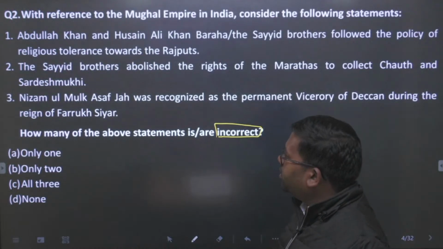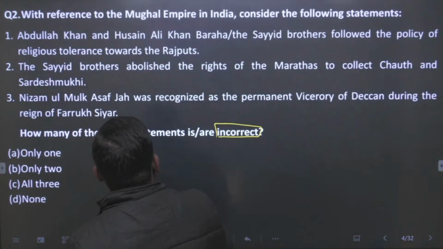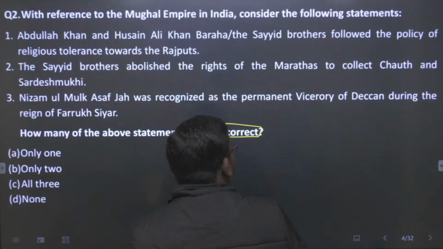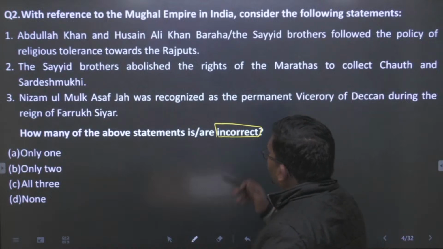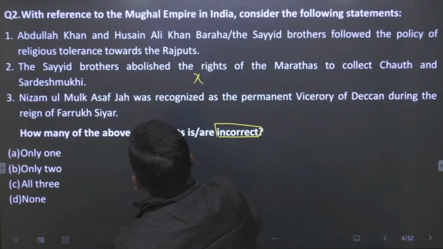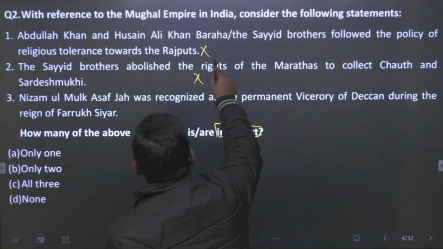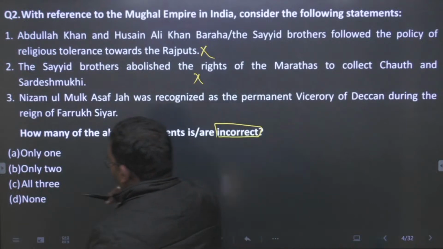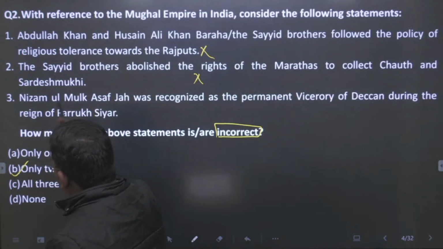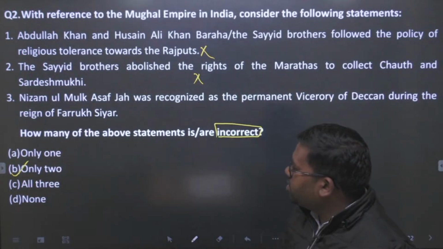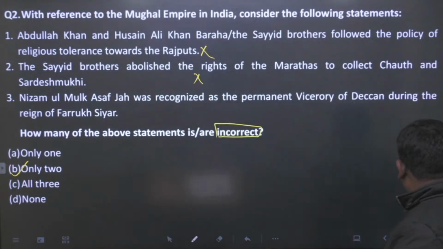In this question, only one statement is correct: that Nizam-ul-Mulk Asaf Jah was recognized as a permanent viceroy of the Deccan. So this is true. The Sayyid brothers abolishing the rights of the Marathas to collect Chauth and Sardeshmukhi is false. And for statement 1, they had no religious tolerance toward the Rajputs, so this will also be false. So two of the statements are false, and in question 2, B will be the answer. Okay, everyone, so let us see question 3.